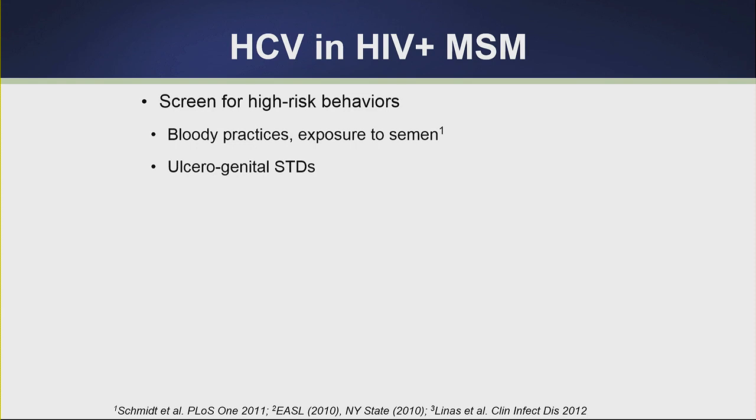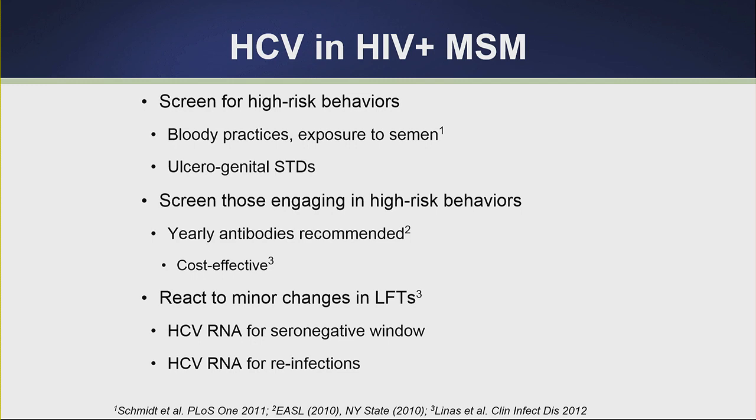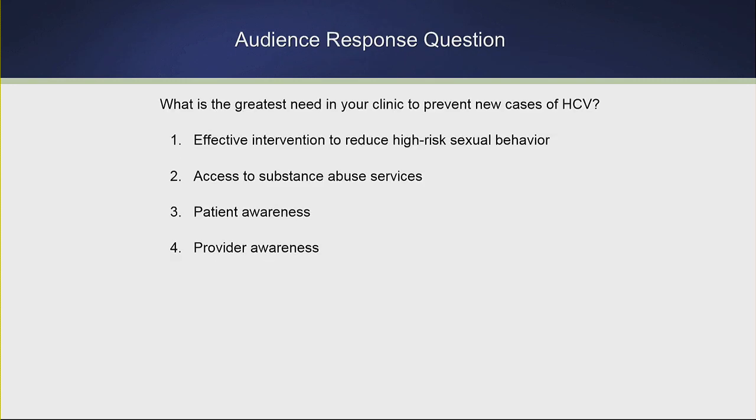So screen for the high-risk behaviors. Screen those who are engaging in those behaviors with yearly antibodies. And unfortunately, behaviors are often not told to you, so patients might not want to tell you about the high-risk behaviors. React to the minor changes in liver function tests. Remember the seronegative window, meaning that there can be a period of time where the antibody doesn't work, and so you want RNA testing, particularly in the first 3 months or so after an exposure. And once infected, unfortunately, the antibody remains positive and you need hep C RNA.